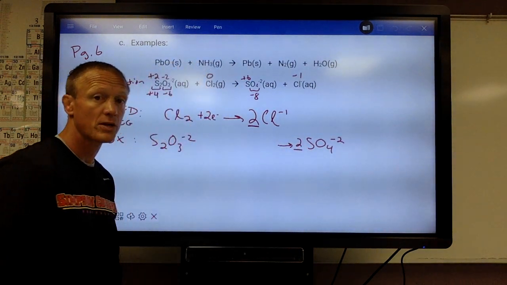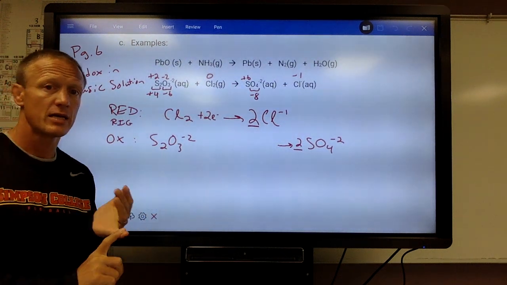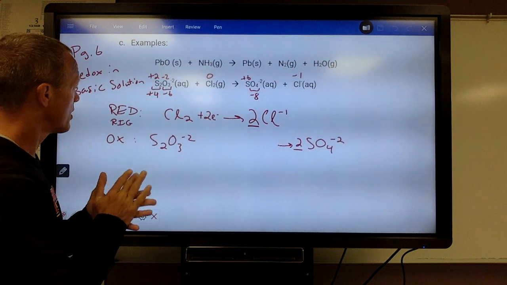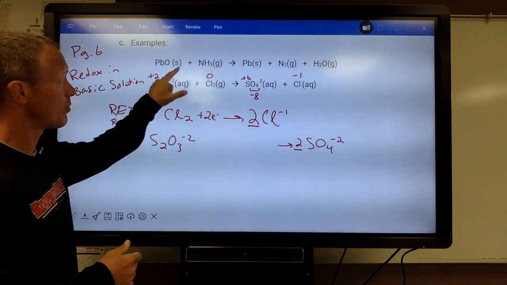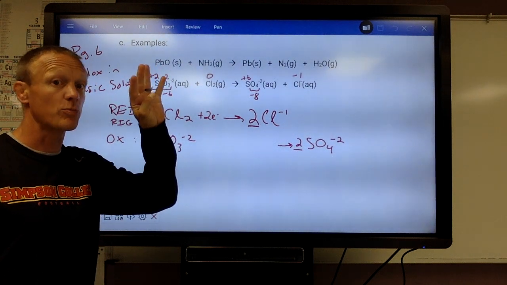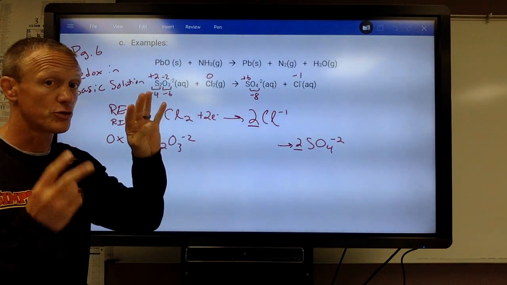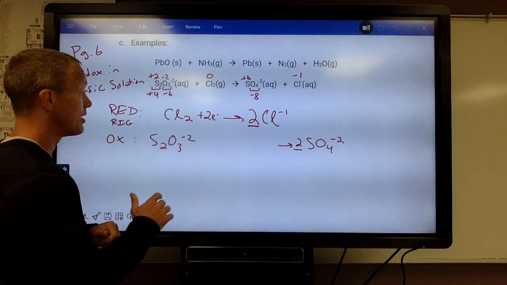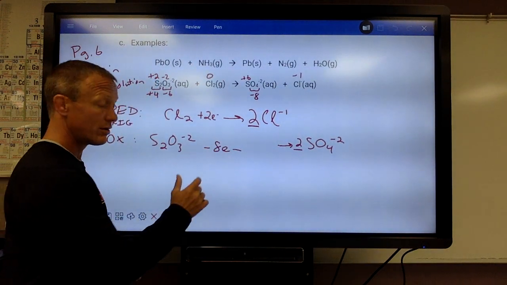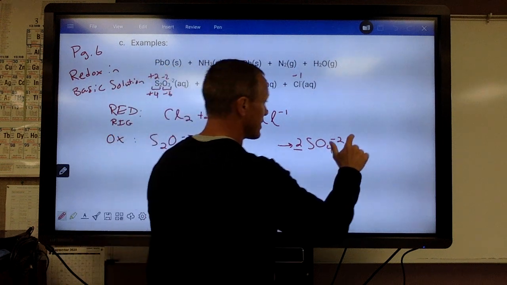Don't worry about your oxygens. Oxygens will get equaled out by hydroxides and waters. But your atom being oxidized has to be equal there. It's going from +2 to +6. That's going up by 4, so it's going to be losing 4 electrons per sulfur. And there are 2 sulfurs, so that's going to be losing 8 electrons. So remember, instead of writing -8 electrons over here, we show them as gaining to this side.